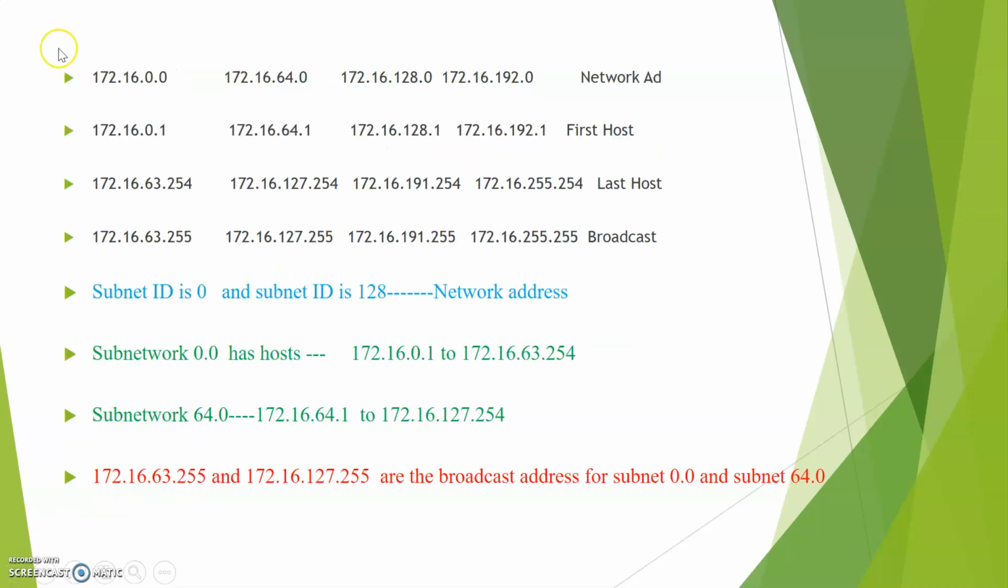So I am taking the class B network 172.16.0.0. Take the third octet: 64.0, 128.0, 192.0 are the network addresses. The first host address for the first subnet is 0.1, the last host address is 63.254, and 63.255 is the broadcast address. In the same way for the second subnet, 64.1 is the first host, 127.254 is the last host, and 127.255 is the broadcast address. So it goes on like this. So always the host addresses lie in between the network address and the broadcast address.